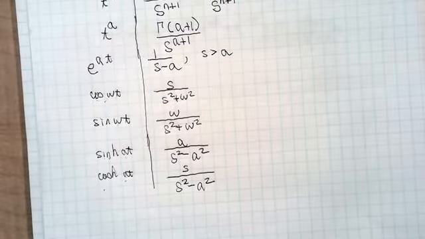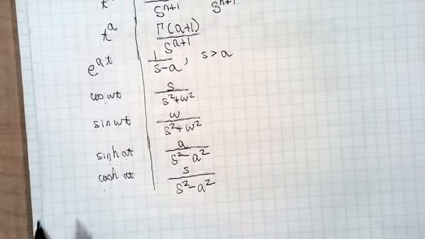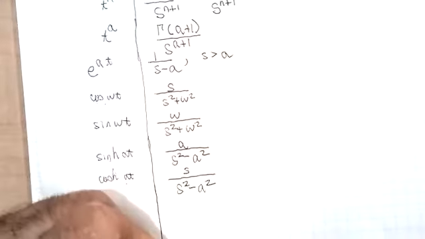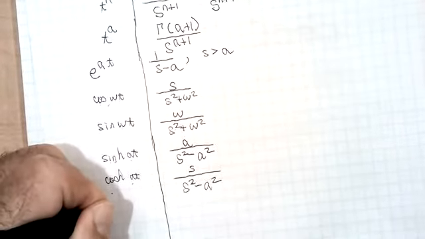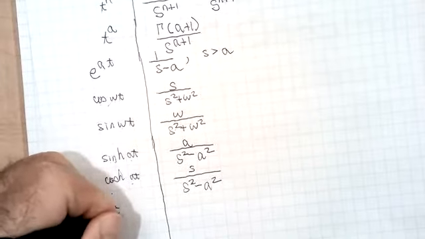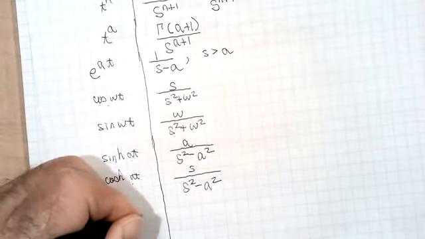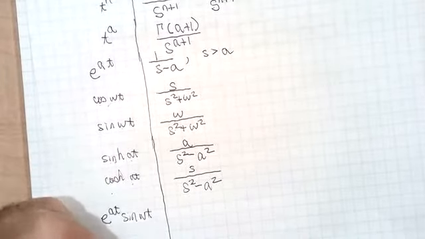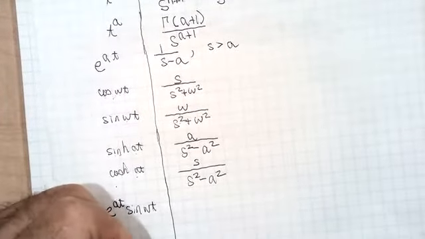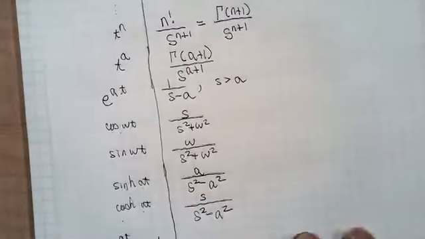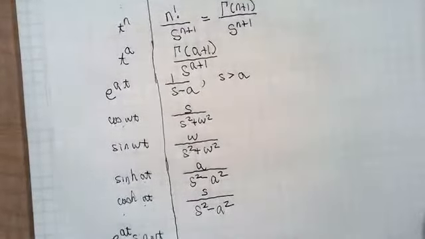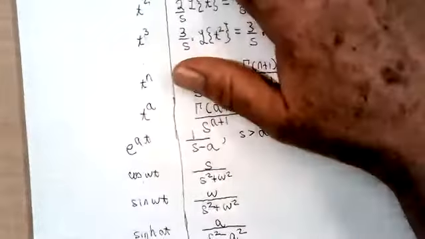Well, I think we are almost there. There is one last pair: e to the at sine omega t and e to the at cosine omega t. You might recognize that this really is Kreyszig's list. And well, it's everybody's. Everybody does this.